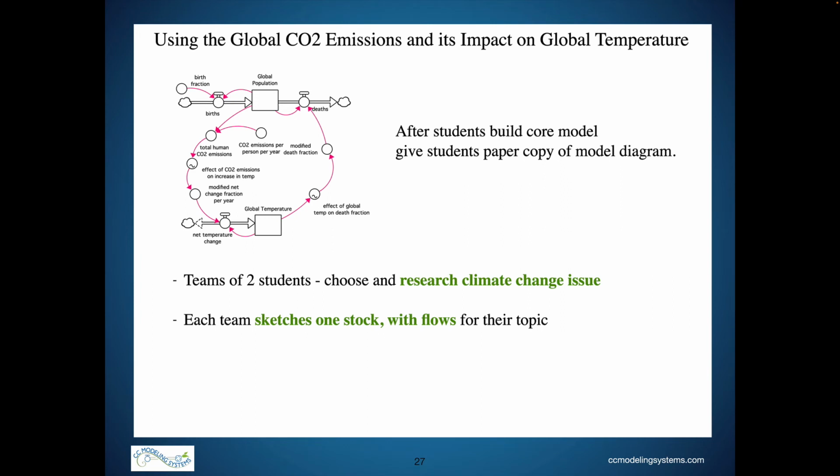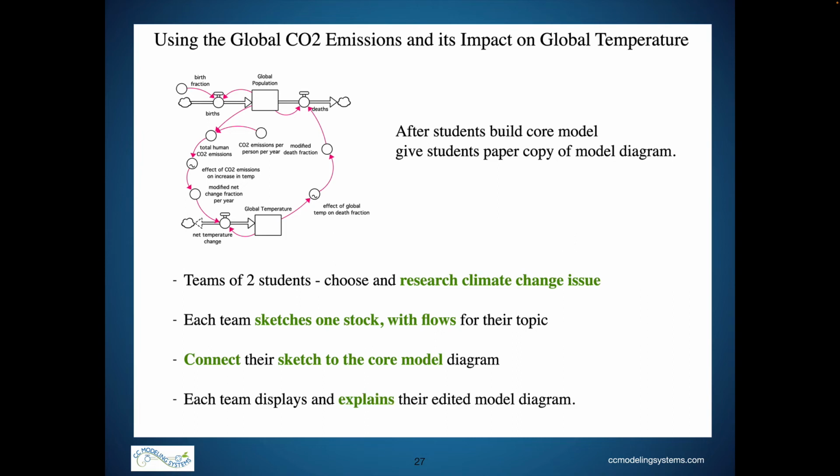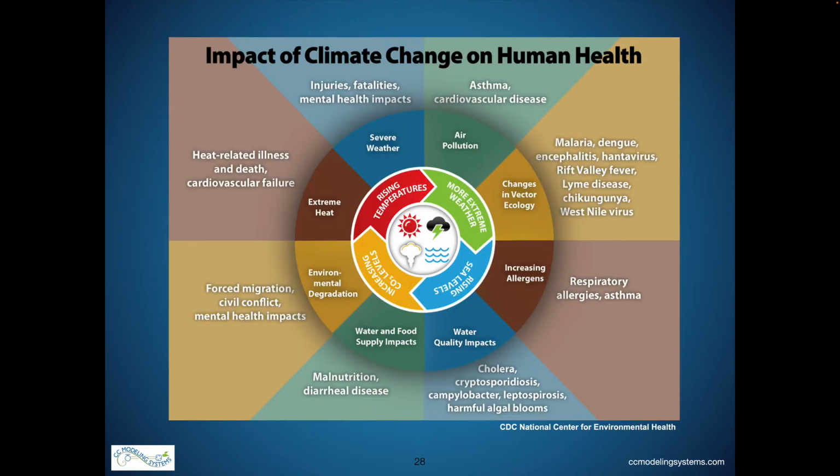Then each team would display and explain their edited model diagram and how they think it would impact the population and temperature. Essentially, what the students are doing is unpacking the impact on population and or temperature that is captured in each dimensionless multiplier. This slide shows some possible topics students could use to research on the impact of rising global temperatures.